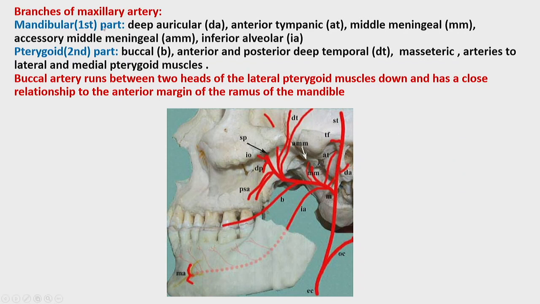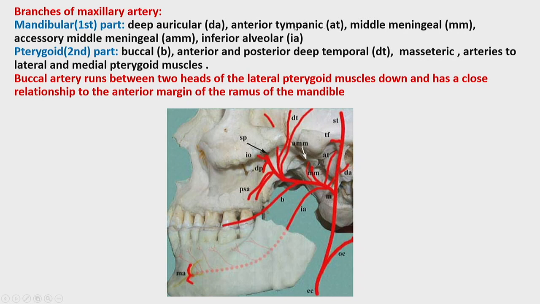But as we said, the first part and second part of the maxillary artery pass through the infratemporal fossa. The first part, or mandibular part, gives 5 branches: deep auricular, anterior tympanic, middle meningeal, accessory meningeal, and inferior alveolar. Till now you know 4 of them. Where does it pass?